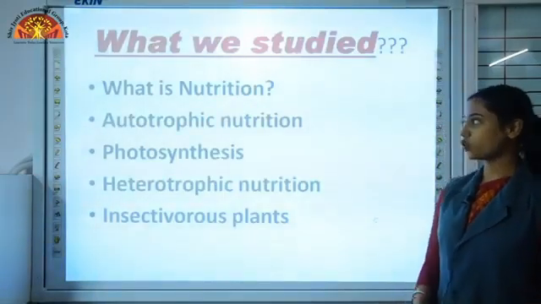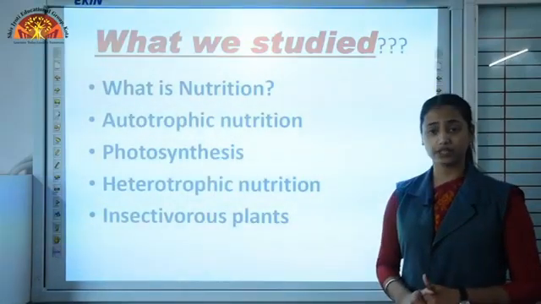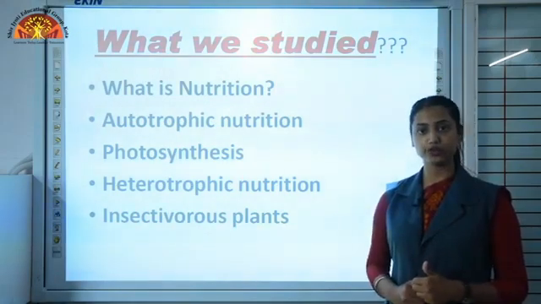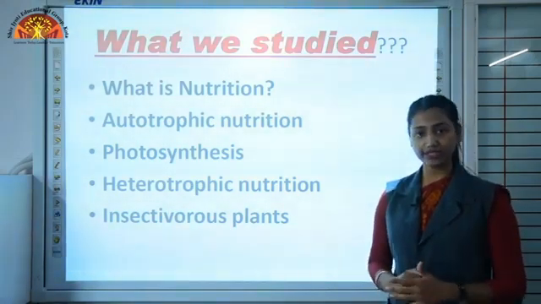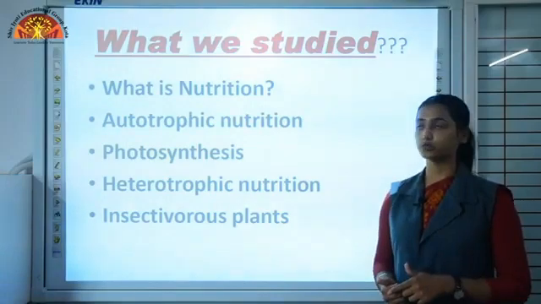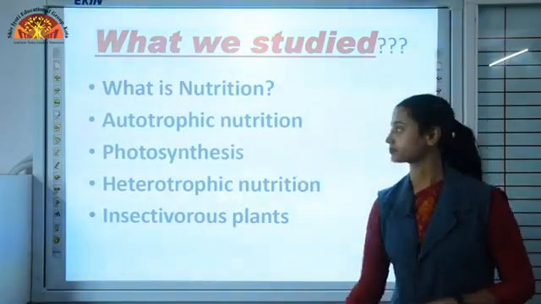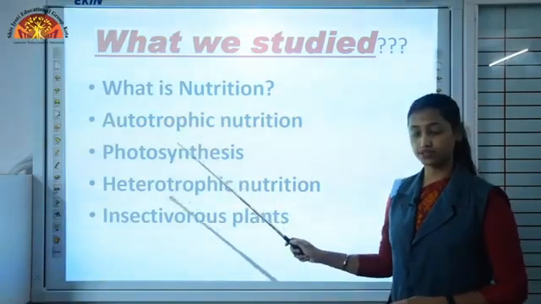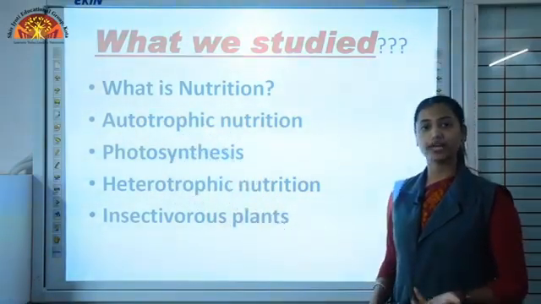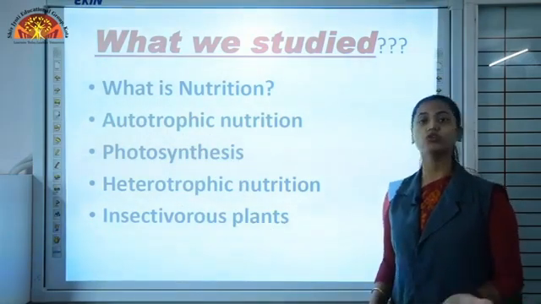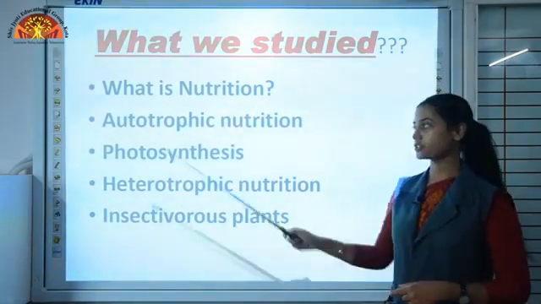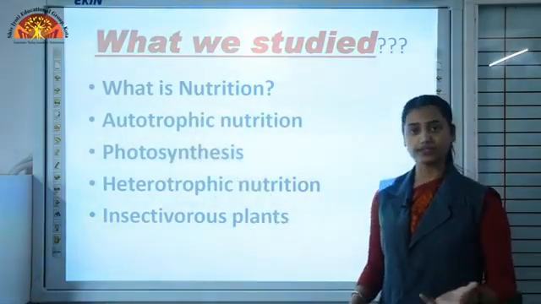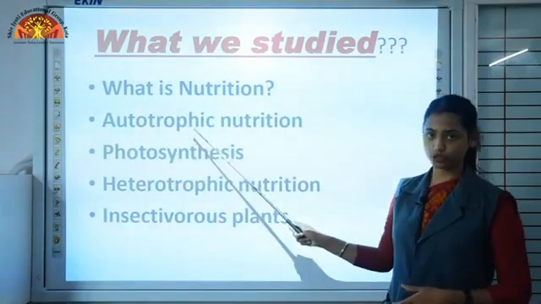What we studied so far, we studied what is nutrition, the process of eating food. We eat food to get energy, so that process of eating food and utilizing that food is known as nutrition. Next is autotrophic nutrition. In this we studied that there are few organisms which are able to make their own food. So that type of nutrition is known as autotrophic nutrition. Plants show this type of nutrition.